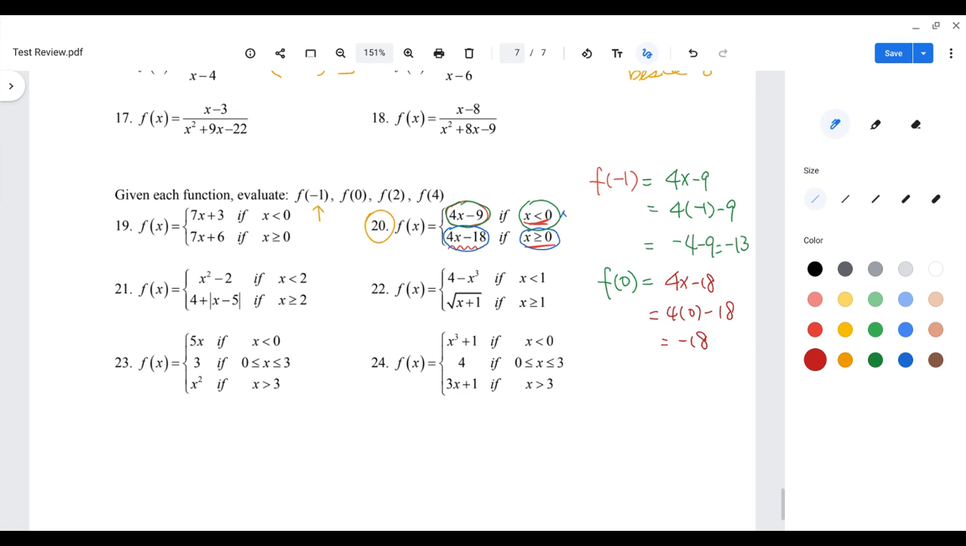So those are pretty straightforward. You just have to look into which function you need to use based on the x criteria.